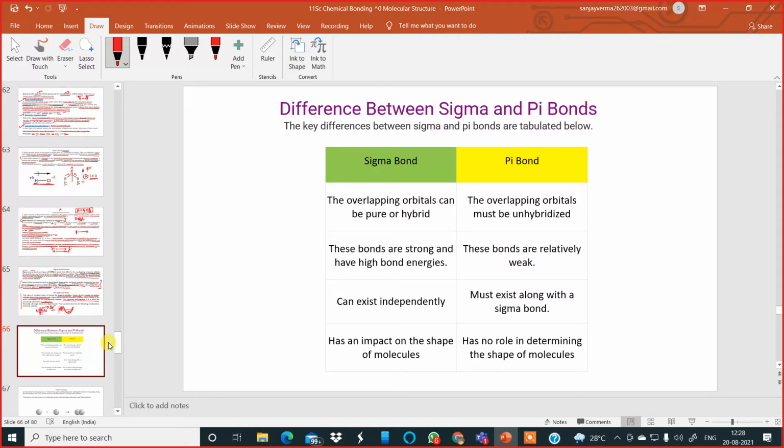A difference between sigma and pi bonds. The key differences: sigma bonds are formed by head-on overlapping. The overlapping orbitals can be unhybridized, pure or hybrid. Sigma bonds are strong and have high bond energies. Pi bonds are comparatively weaker. Sigma bonds can exist independently. Pi bonds must exist along with a sigma bond. Sigma bonds have an impact on the shape of the molecule, but pi bonds have no role in determining the shape of molecules.